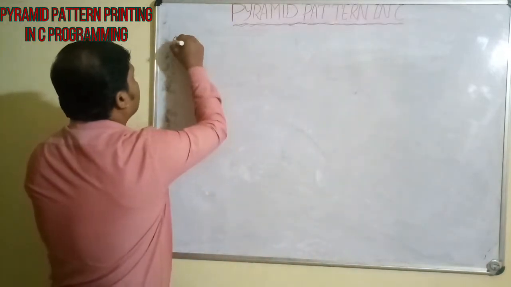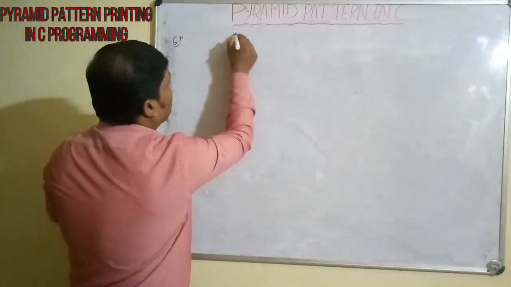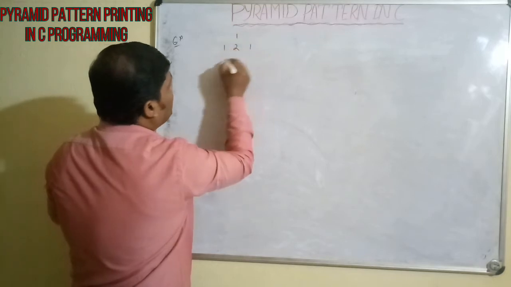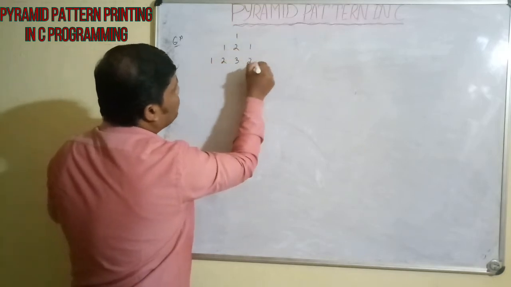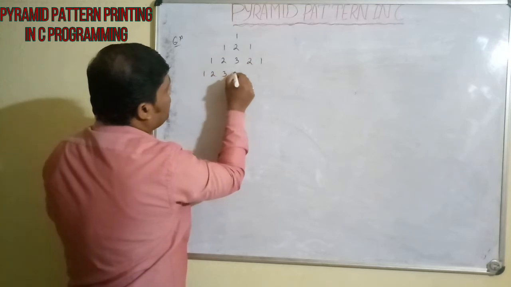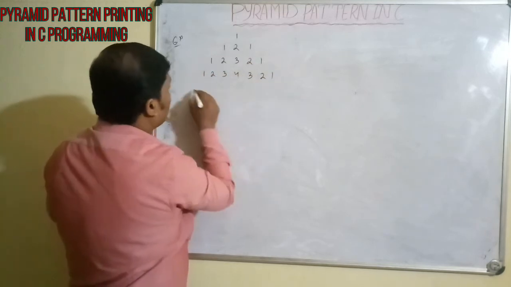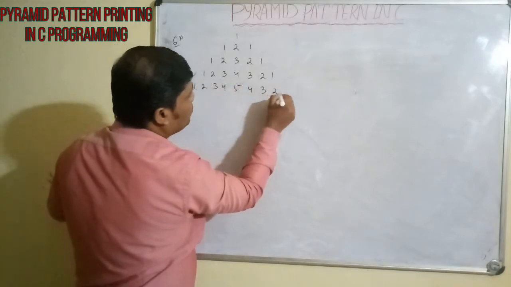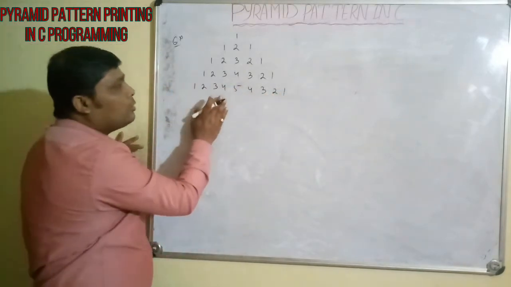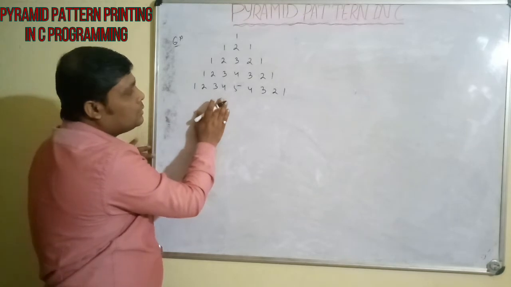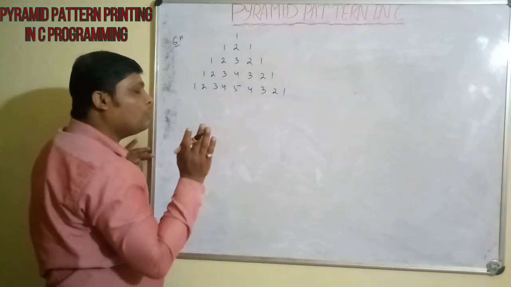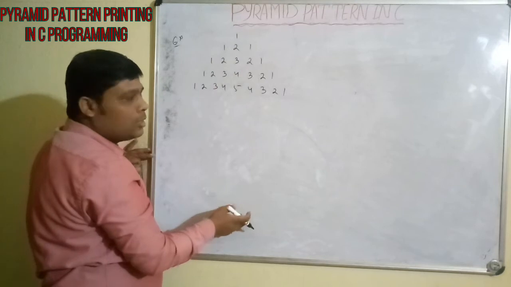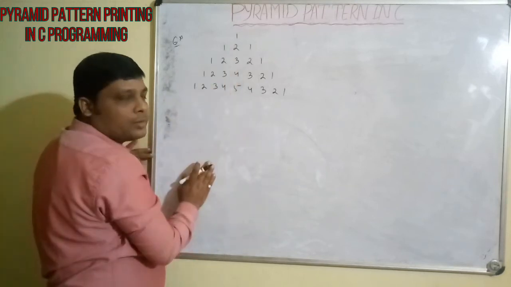Just see the example. 1, 1 2 1, 1 2 3 2 1, 1 2 3 4 3 2 1, 1 2 3 4 5 4 3 2 1. Suppose we want to print this pattern. Then what will be the logic? Because if you know the logic, you can write the whole program. We'll discuss only the logic part here.